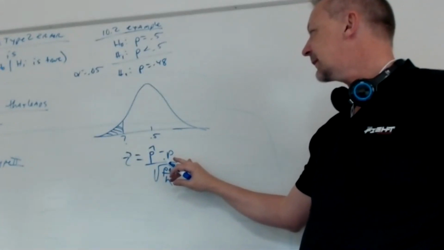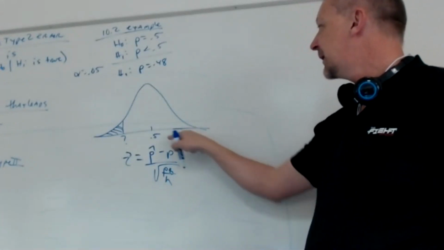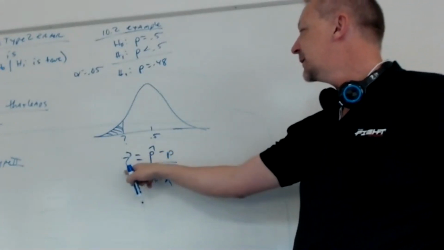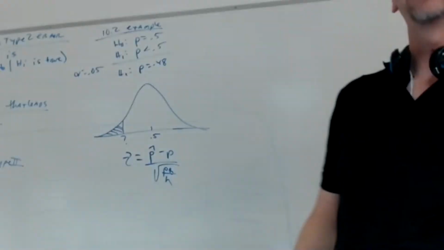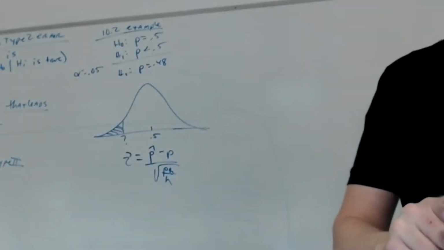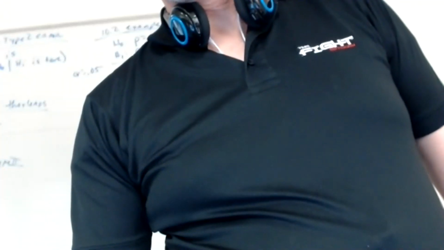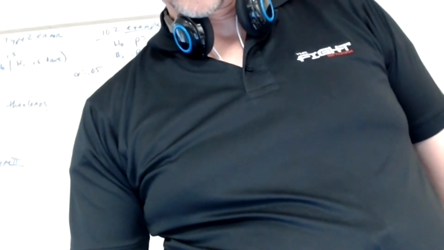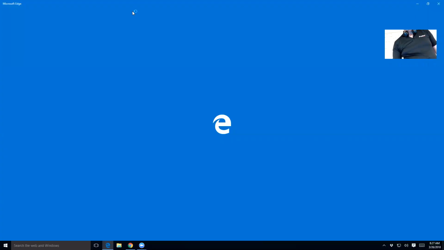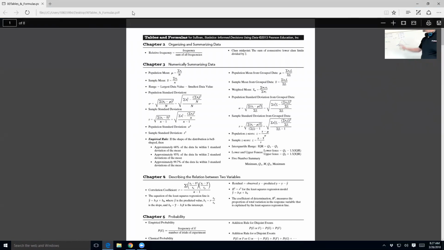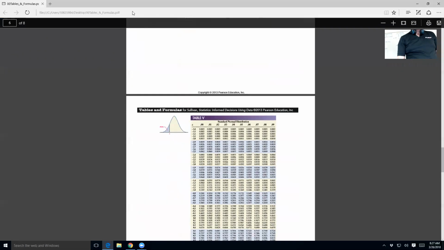Now, so p is 0.5, p hat I don't know. Z, if my alpha is 0.05, can I know my z? How? So we can open up my tables here. This is a normal distribution, right? So I go to the normal table.